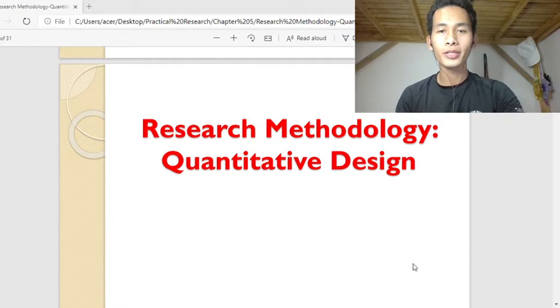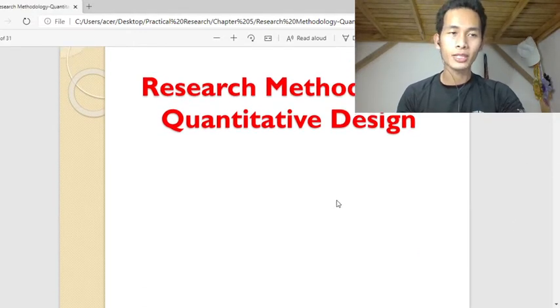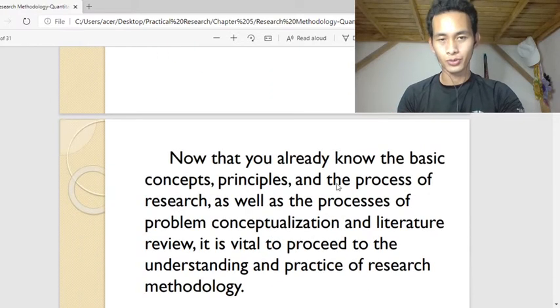In this lecture, I will be discussing the topic Research Methodology for Quantitative Design. So, in the previous lecture, we have discussed research methodology for qualitative design. This time, we'll focus on quantitative design, which is the focus of the course, diba? Your final output, we will be using quantitative design. So listen carefully and please take down notes.